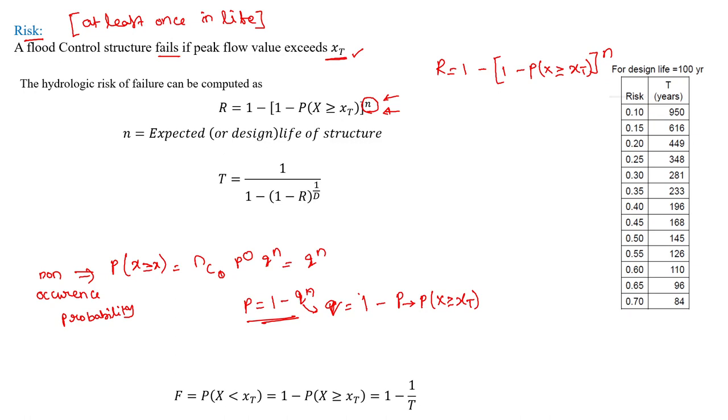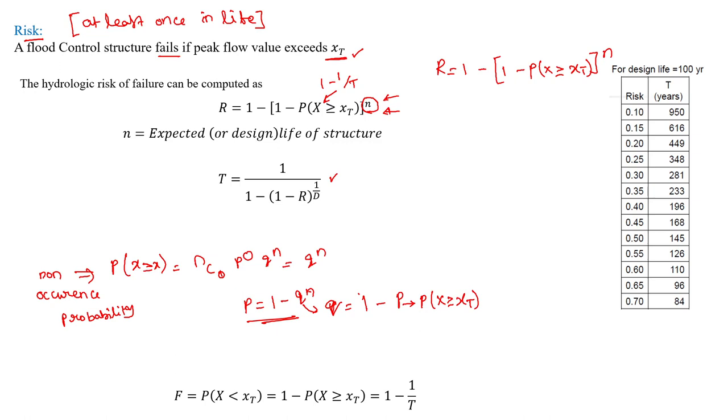Here n is nothing but the expected or design life of the structure. Suppose we know that p is 1 by t, so it is 1 minus 1 by t, and we can reshuffle these terms to get t equal to 1 by 1 minus (1 minus r) whole power 1 by n. Just remember these two formulas; they will be sufficient for your exam.